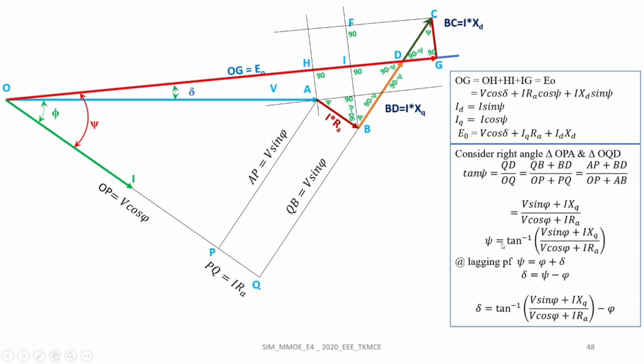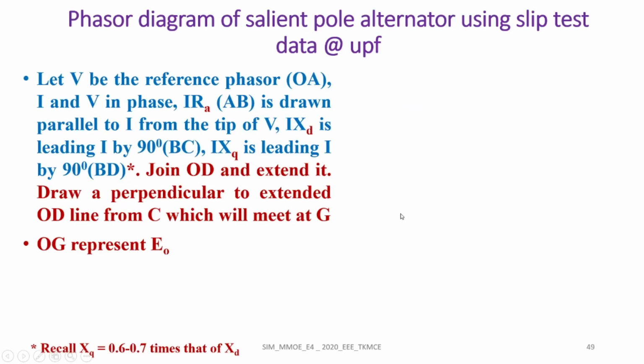Substituting, we can obtain the expression for internal power factor angle psi as tan inverse of V sin phi plus I XQ divided by V cos phi plus I into RA. We know at lagging power factor case, the relationship between different angles is psi is equal to phi plus delta. From this, load angle or torque angle delta is equal to psi minus phi. So delta is equal to tan inverse of V sin phi plus I XQ divided by V cos phi plus I into RA, minus phi.